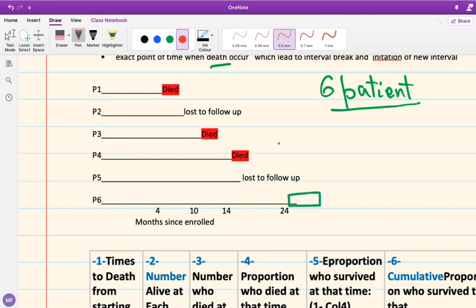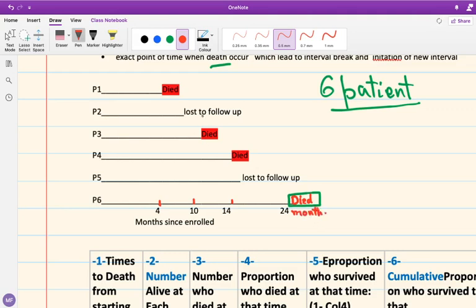I have intentionally left it blank so that you can get an idea. The number of individuals enrolled in the study are followed for 24 months. The first patient died at 4 months of duration. Then there is a patient who died at the 10th month of the study. The third individual died at the 14th month, and the last one died or expired at the 24th month.